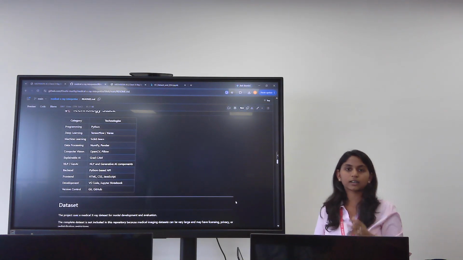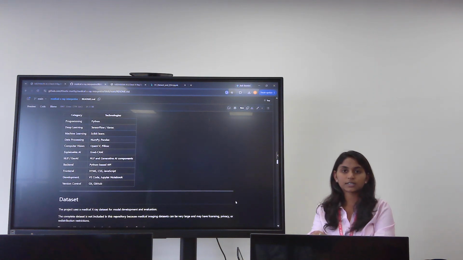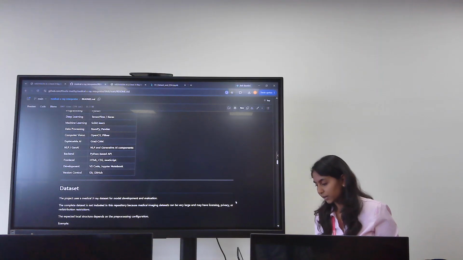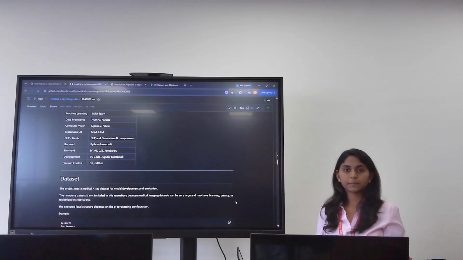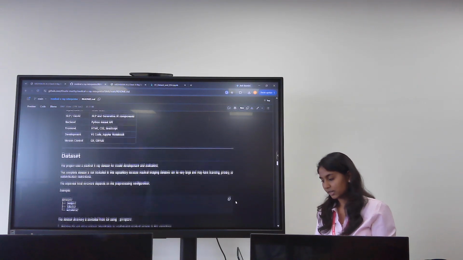Next, the tech stack. The programming is entirely done in Python. I've used TensorFlow, that's Keras, and for data pre-processing, I've used NumPy and Pandas. Looking into the front end, I've used completely HTML, CSS, and JavaScript. The development was entirely done on VS Code.